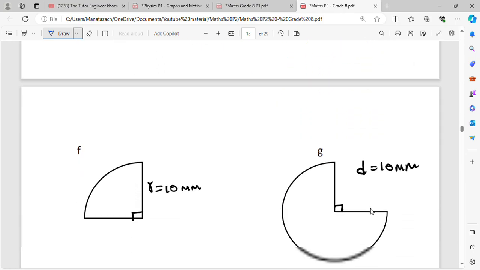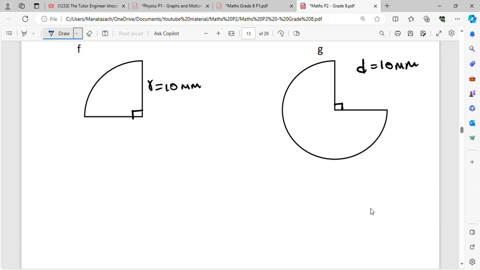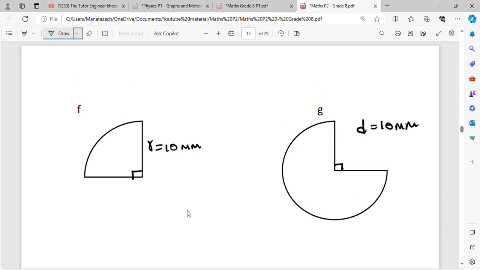Okay, so with question F, this is a quarter of a circle since this angle is 90 degrees. So you're going to say here the circumference is going to be 2 pi r. Now you're going to take this 90 degrees divided by the full revolution of 360. So if you like, you can simplify 90 divided by 360. It's going to be 1/4.